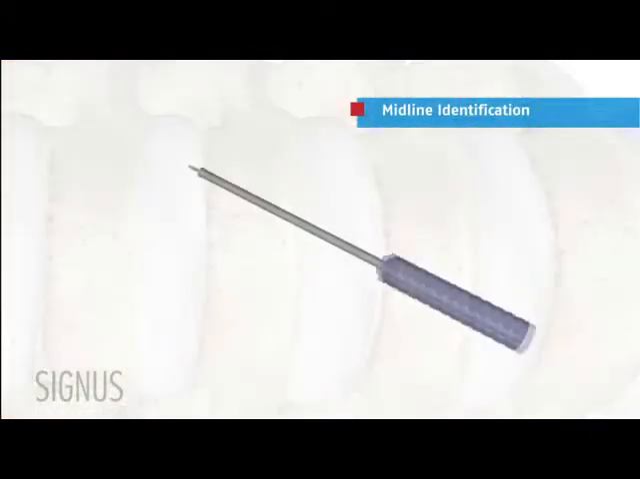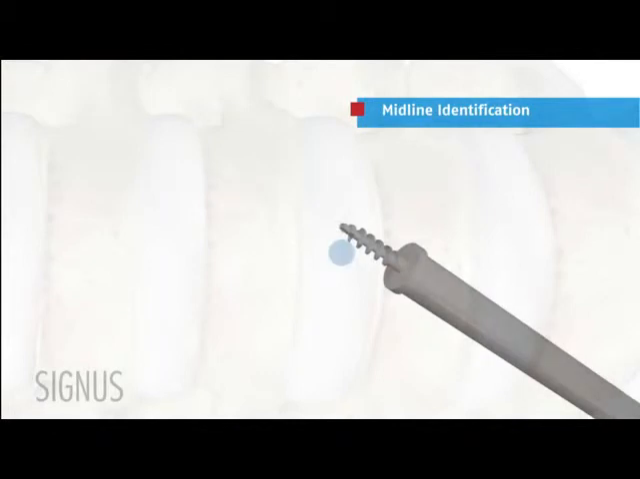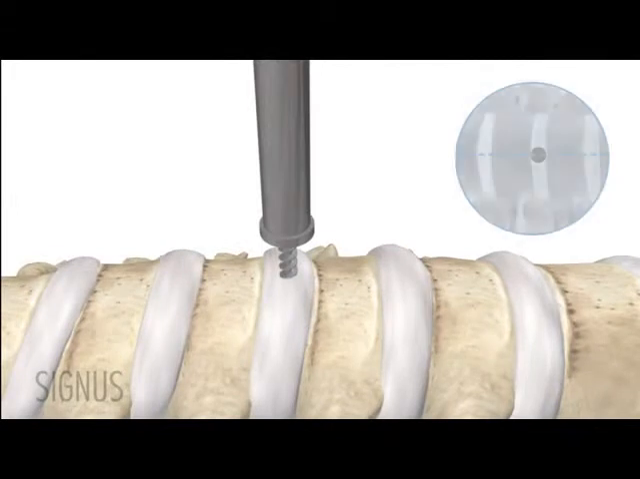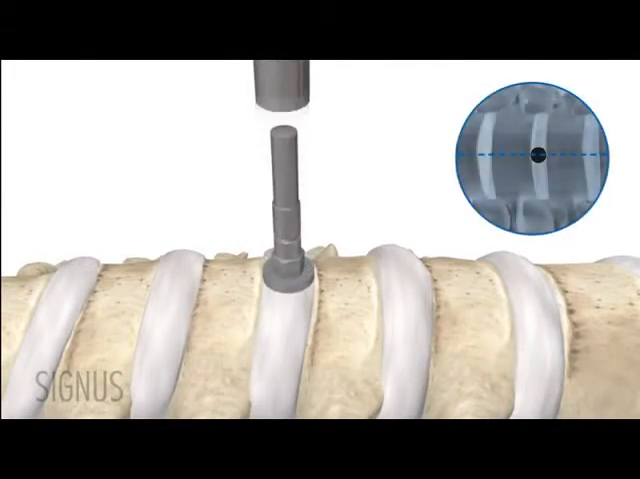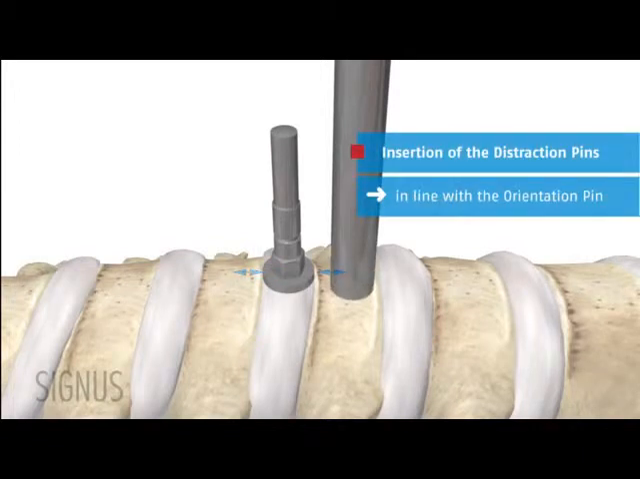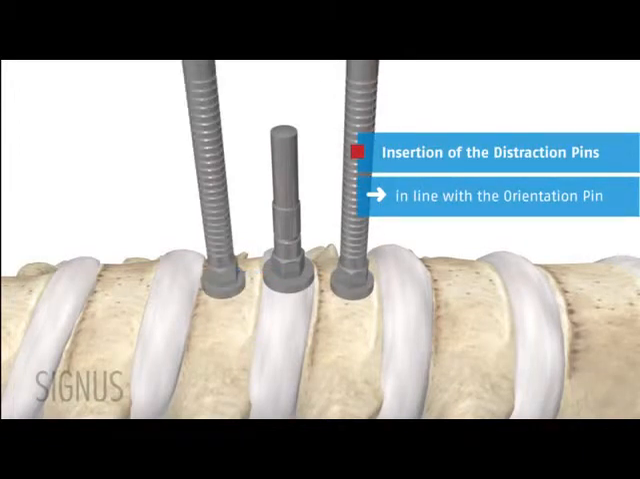The vertical midline is determined by the orientation pin under AP radiographic control. The distraction pins are inserted in the cranial and caudal vertebral bodies of the affected segment in line with the orientation pin. For the entire implantation procedure, they serve as a reference.